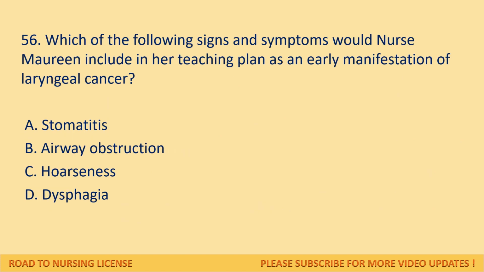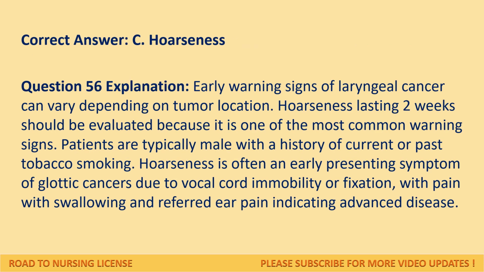Question 56. Which of the following signs and symptoms would Nurse Maureen include in her teaching plan as an early manifestation of laryngeal cancer? A. Stomatitis. B. Airway obstruction. C. Hoarseness. D. Dysphagia. Correct answer, C. Hoarseness.